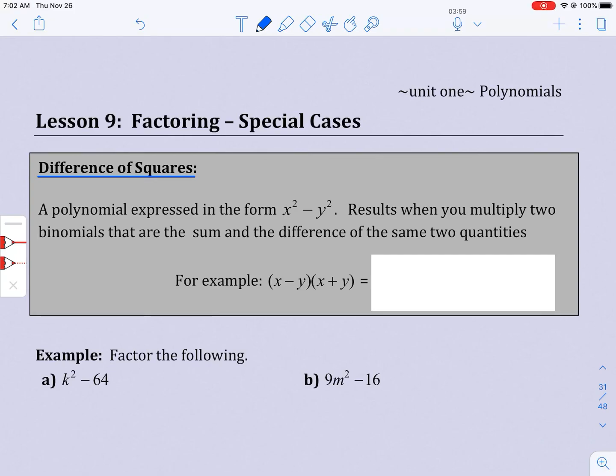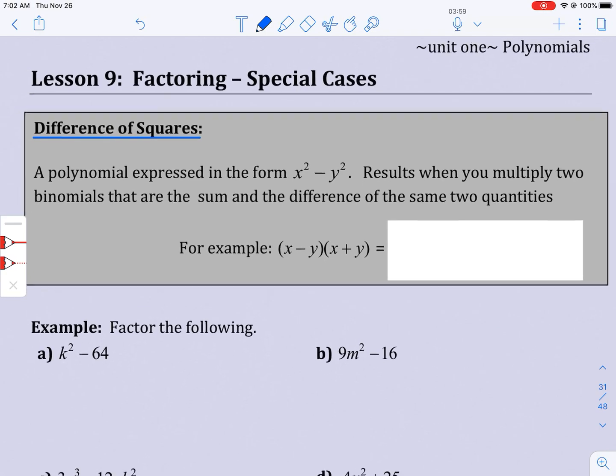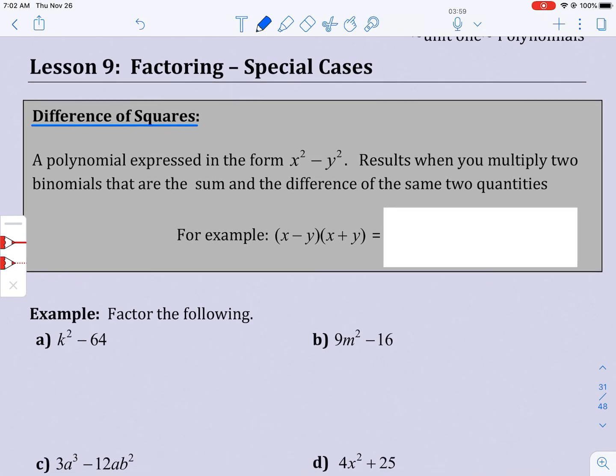In this video, I'd like to just review the difference of squares, which is one of our special cases when we're factoring. The first thing we need to be able to do is recognize a perfect square binomial. So the first thing is, I guess, that a difference of squares is always a binomial. So number one, it's got to be a binomial.